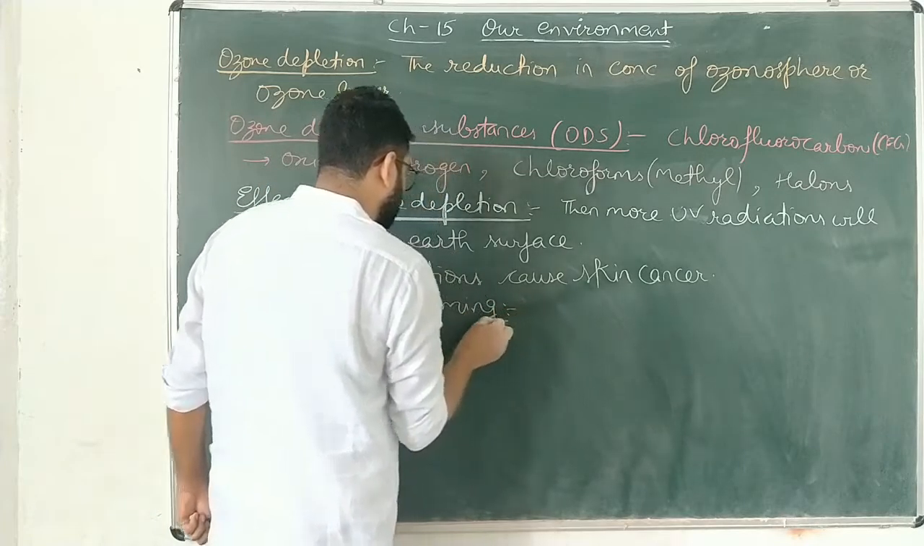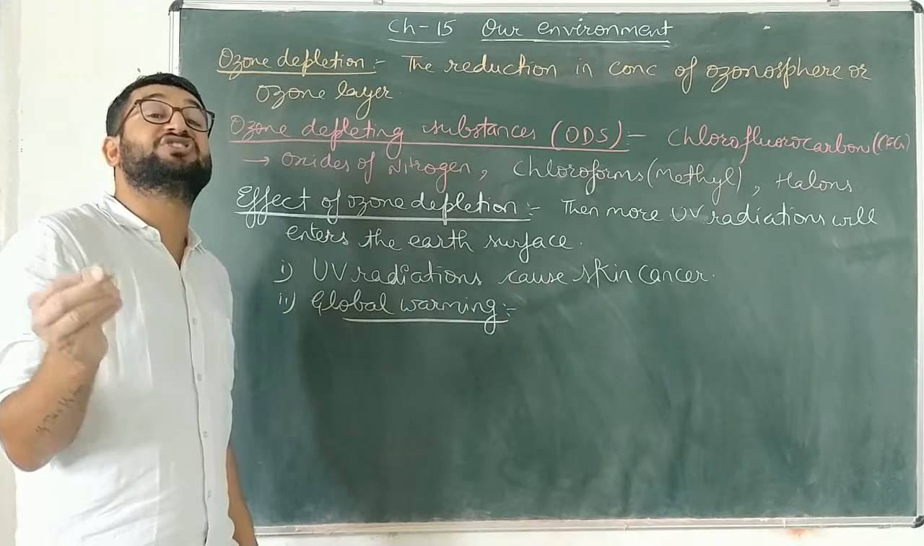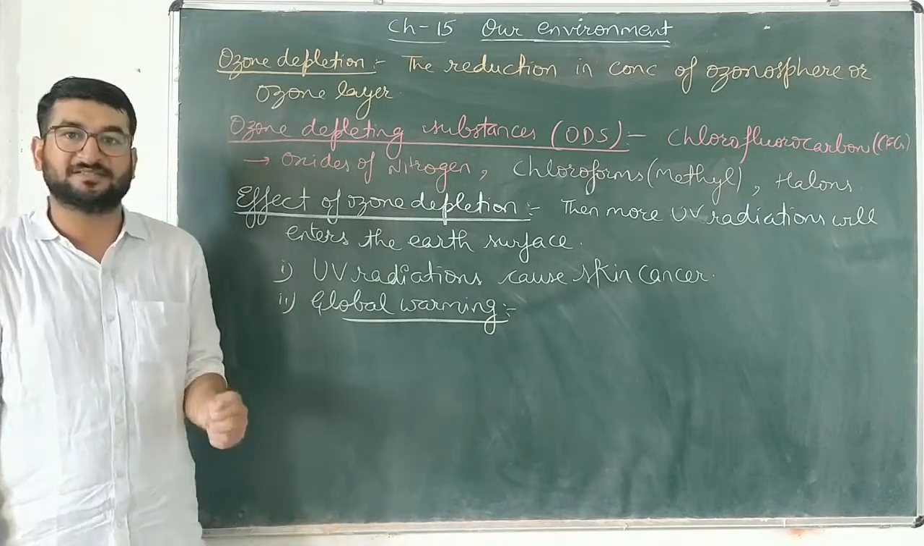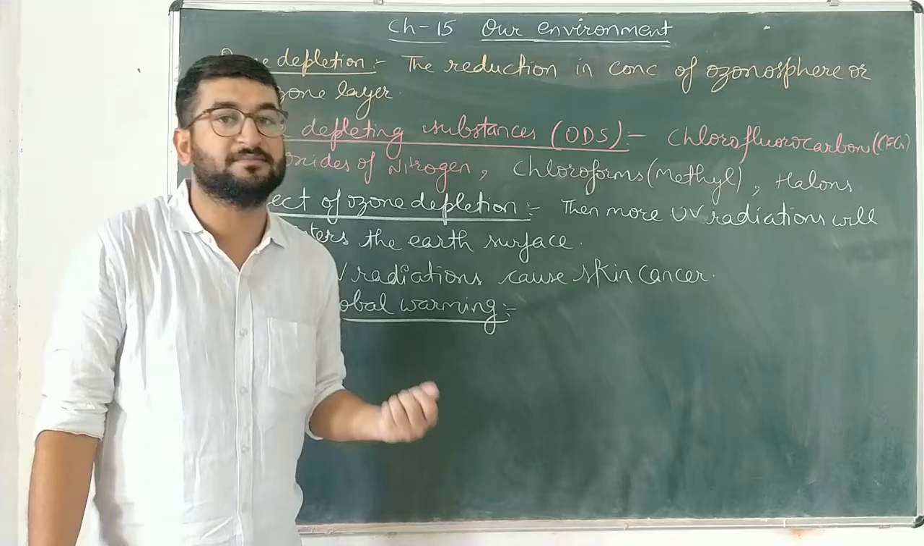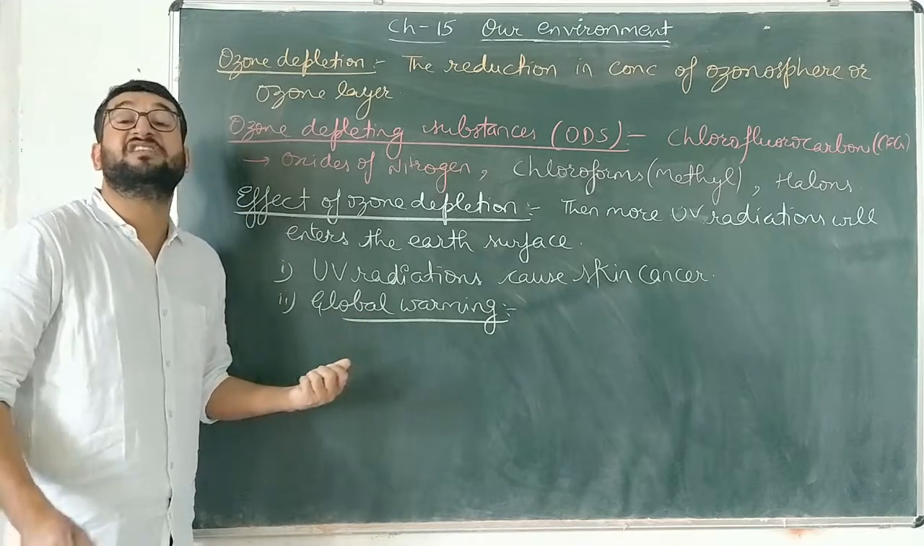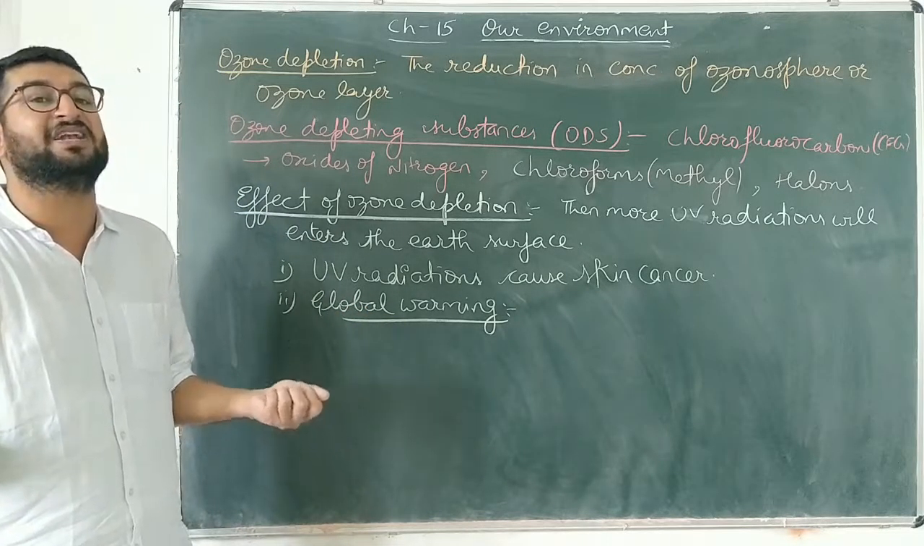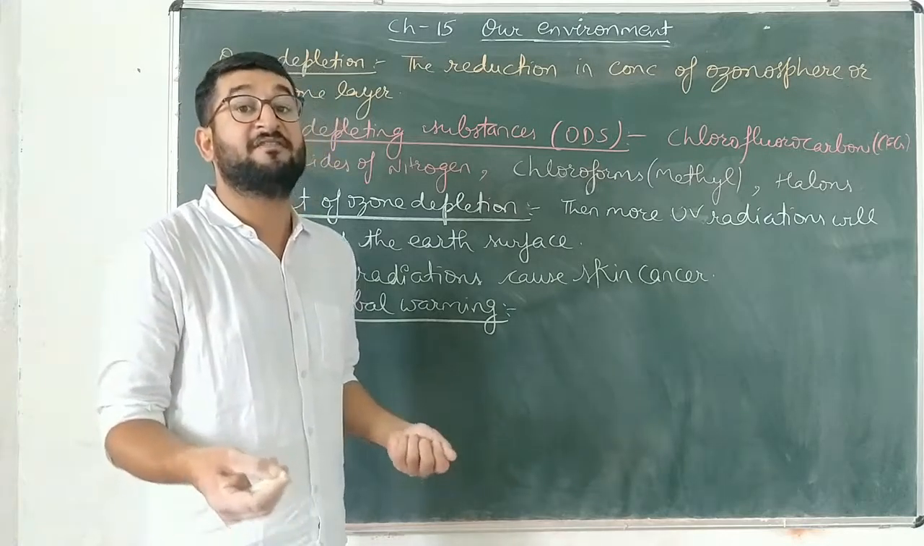Beta, second, it will cause global warming. What is global warming? The average temperature of the Earth rises each year or with the passage of time is known as global warming. This global warming will lead to the melting of glaciers, and melting of glaciers will lead to the floods, flash floods.